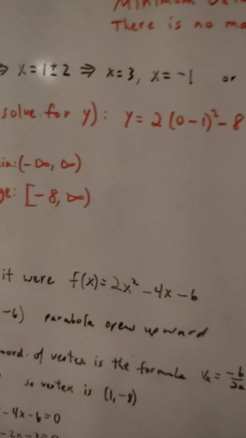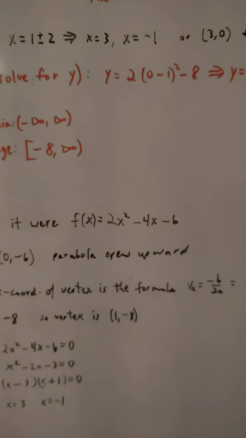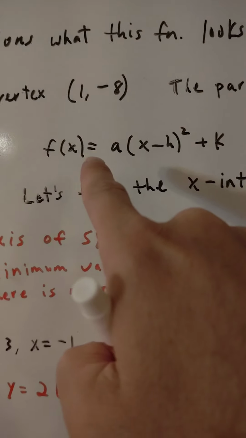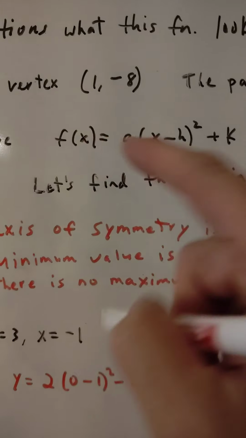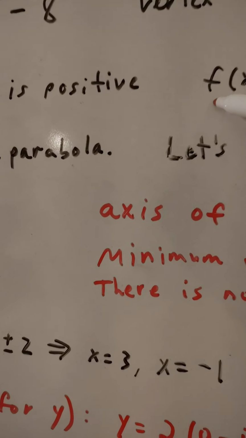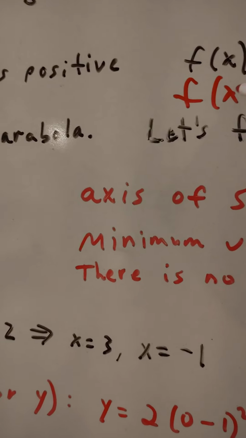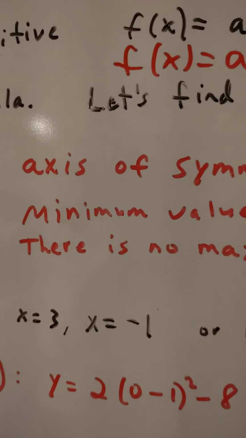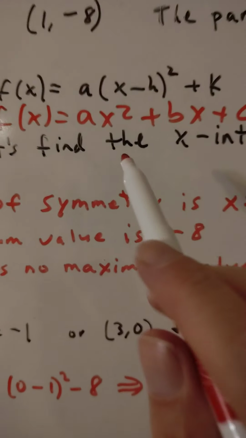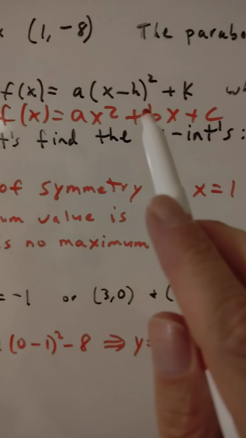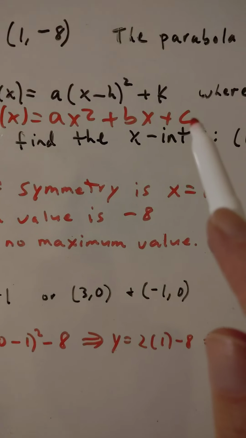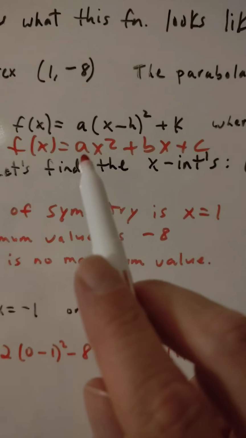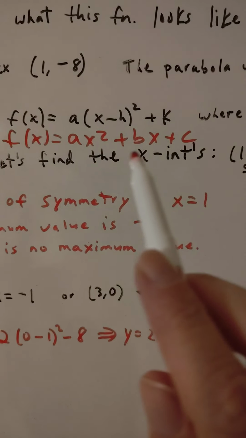I wrote down the vertex form of a parabola right over here. What does the standard form of a quadratic function look like? Because you can write a parabola in either one of these two forms. I'll write it right underneath it. f(x) equals ax squared plus bx plus c, where by convention a is the coefficient of the x squared term, b is the coefficient of the x term, and c is the last number. This comes in handy when you want to use the quadratic formula to solve a quadratic equation for x.